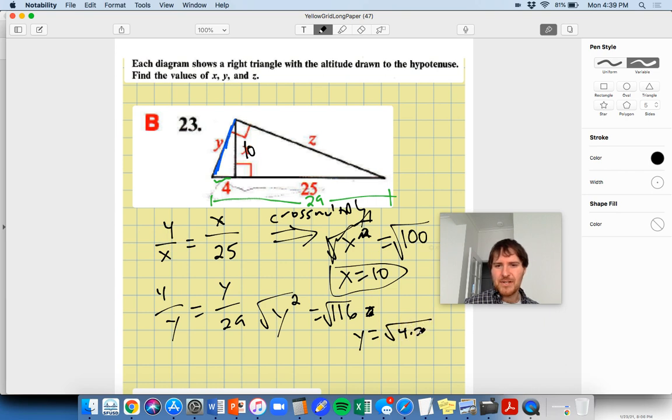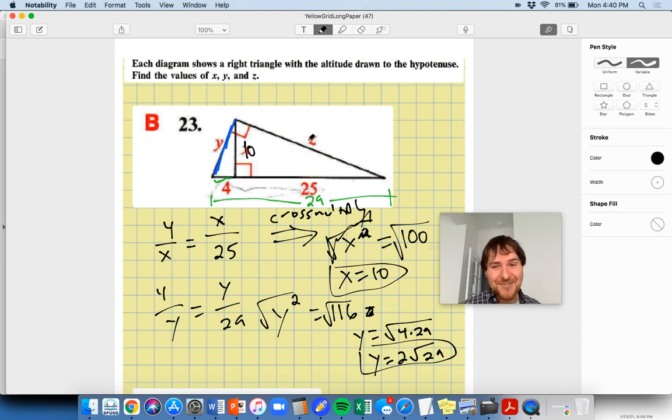Square root of 4 times 29, and you're allowed to take the square root of just this number. The square root of 4 is 2. So technically, the easiest way I can write my answer here is 2 root 29. There's my second answer. Z is my last answer.